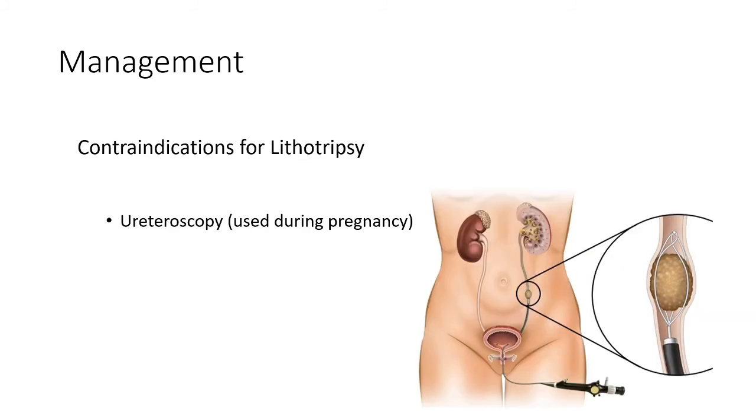Where lithotripsy is contraindicated, for example when the patient is pregnant, ureteroscopy can be performed. In this procedure, a camera is passed through the urethra and into the ureter or kidney. Laser beams are then used to fragment the stone and allow it to pass. This procedure is more successful than lithotripsy, but has higher rate of complications due to the invasiveness of the procedure.